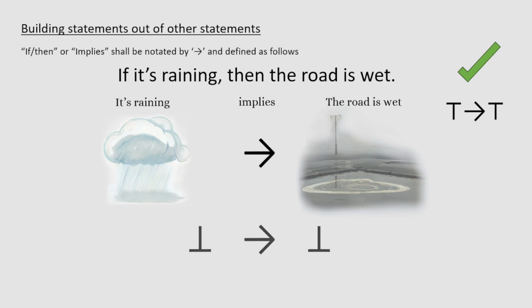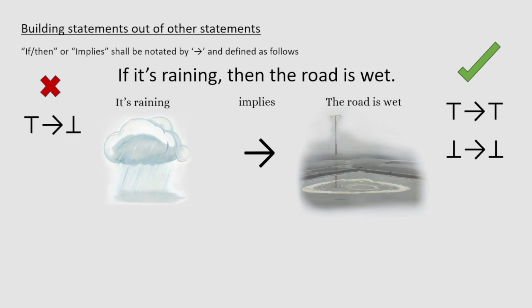What about it's not raining and the road isn't wet? Is that possible? Yeah, so false implies false is true. And could it be raining but the road not be wet? No, that would be impossible, so true implies false is false.